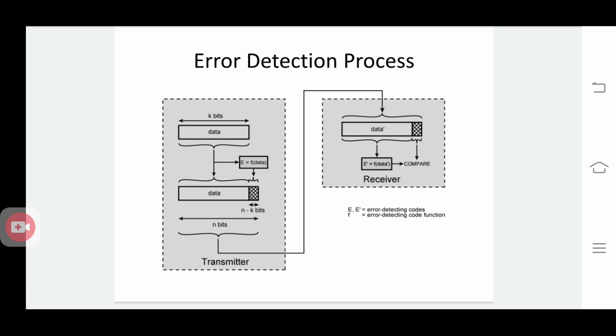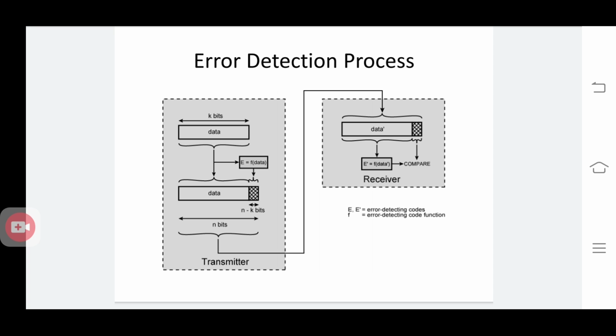In which k bits are the original data bits and n minus k bits are the code word that is generated from the original data. So the total n bits are transmitted from the transmitter to the receiver. You can see in the figure. After this n bit data reaches the receiver side, you can split the data and the code word, that is the n minus k bit code. Then after getting the original data at the receiver side, you can perform the same function that is performed at the transmitter side to produce the code word. Then you can compare the appended code word and the generated code word at the receiver side.